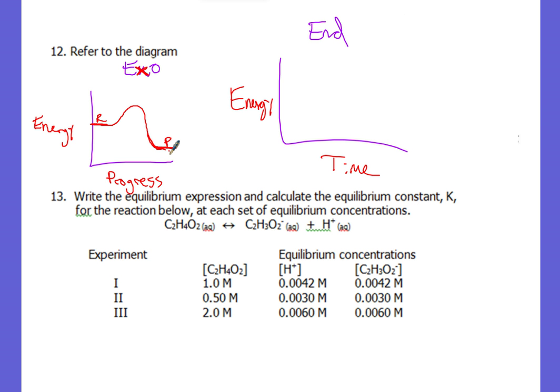Versus the endothermic, if the reactants start here, the products finish higher. Still has that hill. Both of them have the hill. What do we call the hill? Activation energy. And the common symbol for that is E sub A. E stands for energy. A stands for activation. It's activation energy, or energy of activation.